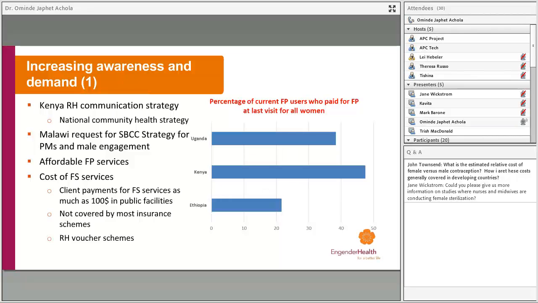Insurance schemes, in most of the East African region, do not cover family planning. We also have voucher schemes that have been introduced in selected countries. Those do cover family planning or make provision for family planning, including female sterilization. However, they are still on a small scale, and they have not gone to scale, so that they can maximize the benefits of such voucher schemes.